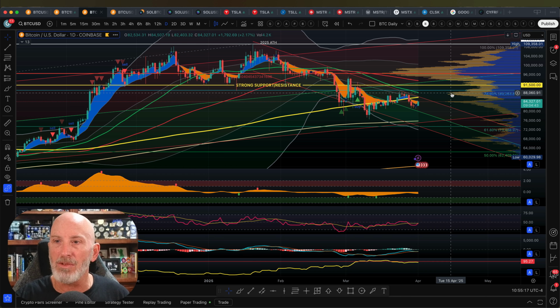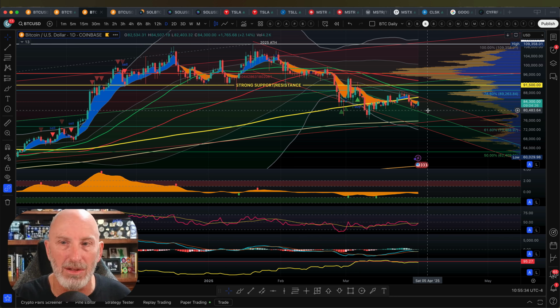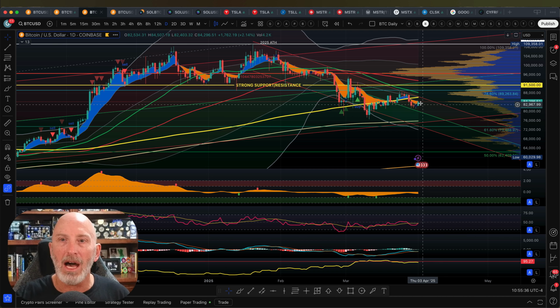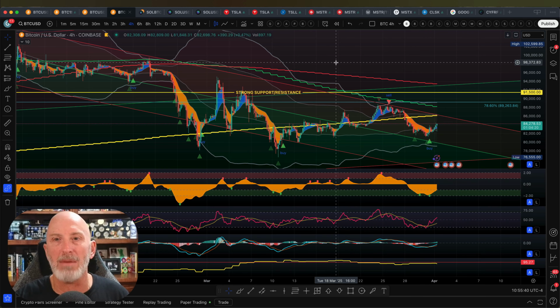There is some resistance right here at around $87,000 to $88,500. That's this pocket of volume along with the $89,000 78.6 Fibonacci level. Support to the downside would be the midpoint of this channel, which is right around $80,000. And again, we're basically battling back and forth with the 200-day moving average.